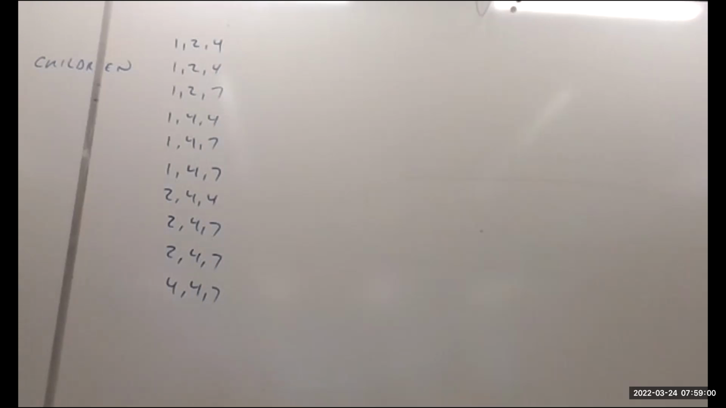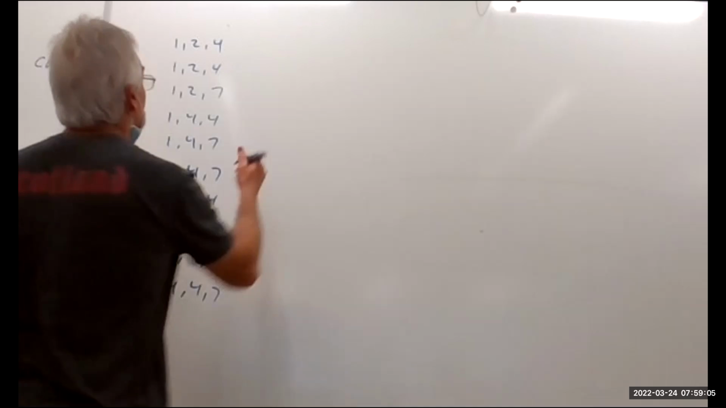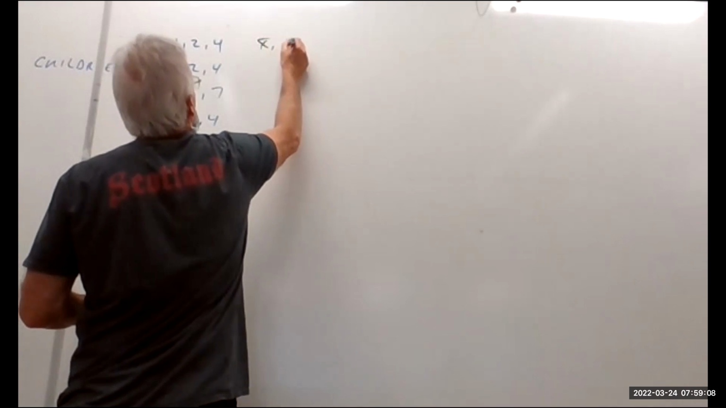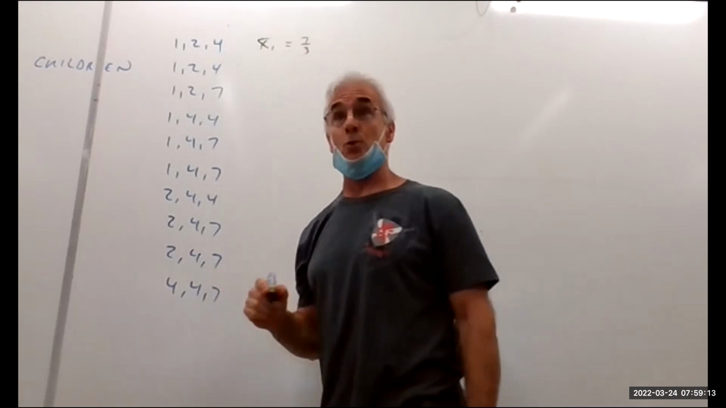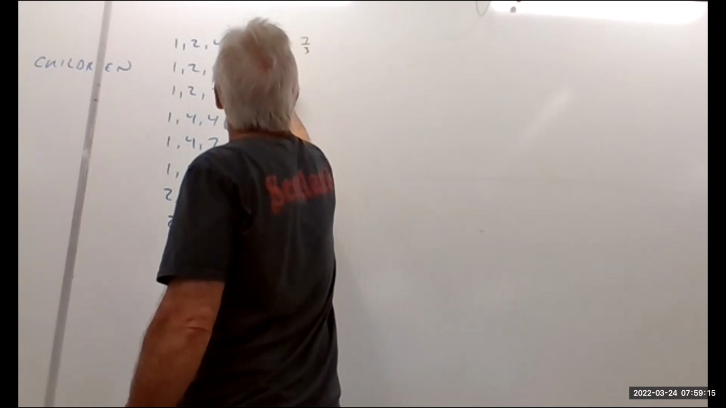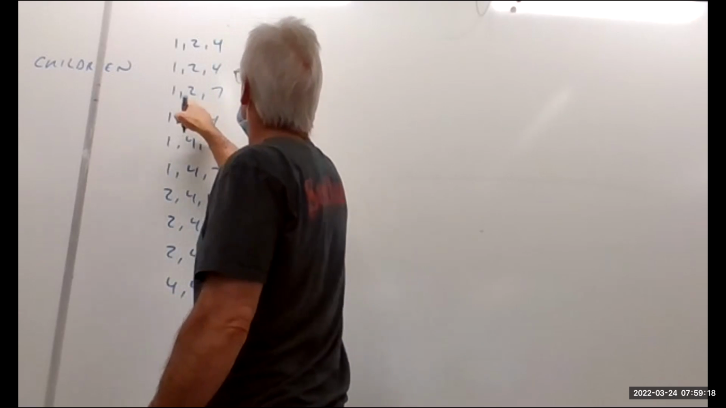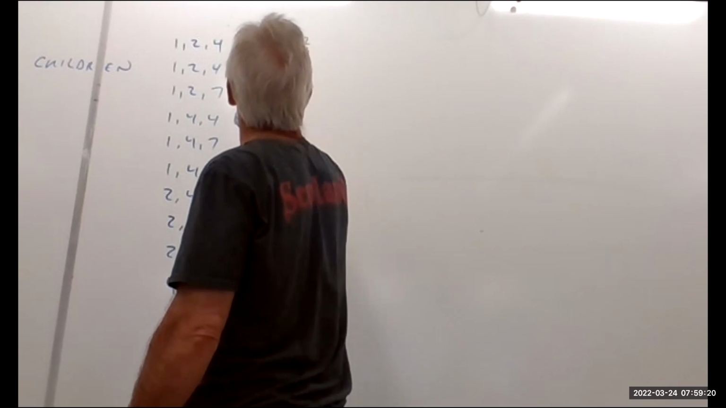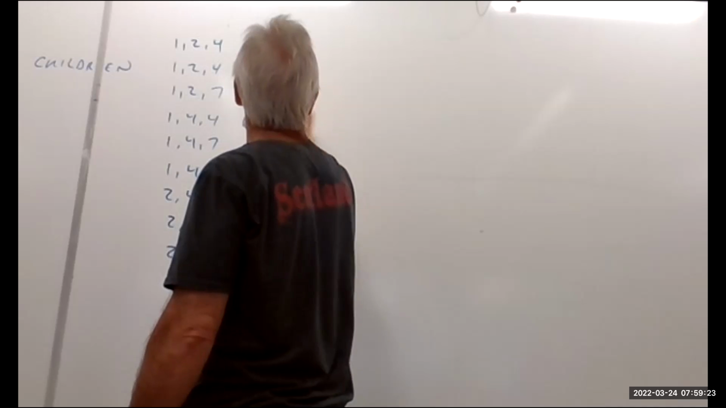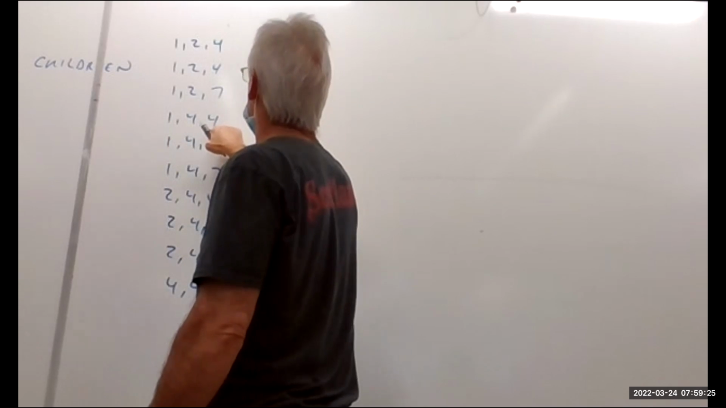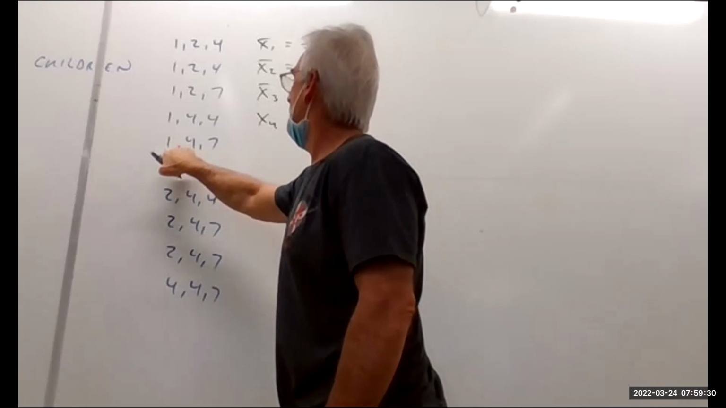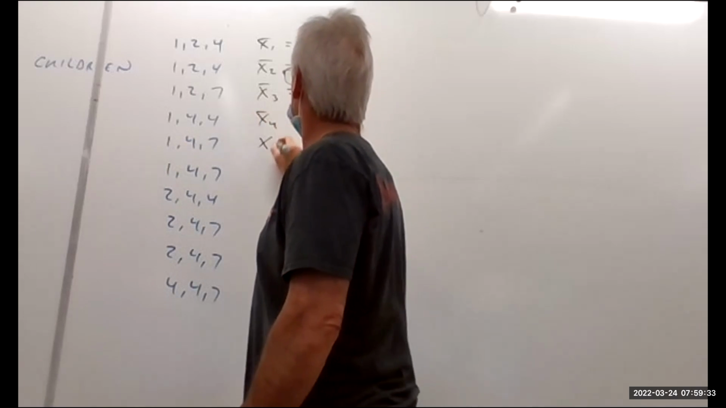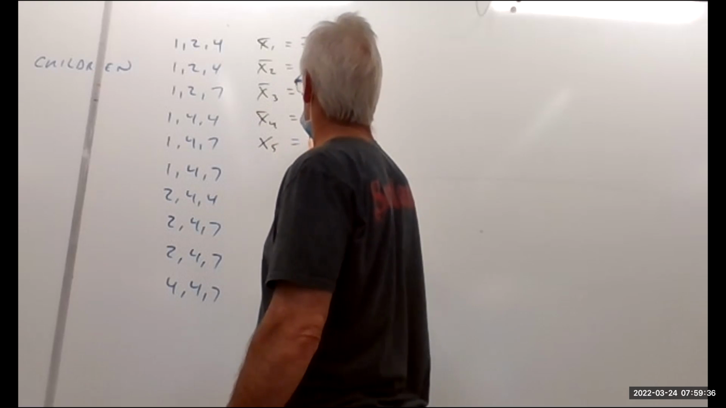So let's just write thirds. What is the first sample mean? 1 plus 2 plus 4 is 7, so 7 thirds, that's 2 1/3. My second sample mean is also 7 thirds. 3 plus 7 is 10, so my third sample mean is 10 thirds or 3 1/3. That's 9 thirds, which is exactly 3, of course. 1 plus 4 plus 7 is 12, so my fifth sample mean is 12 thirds or 4.